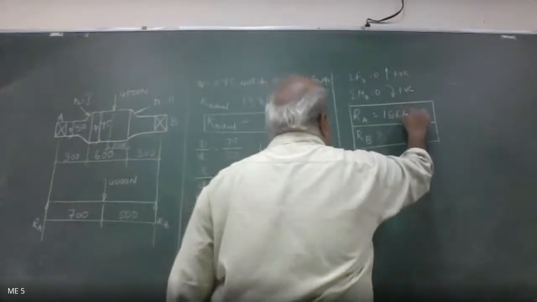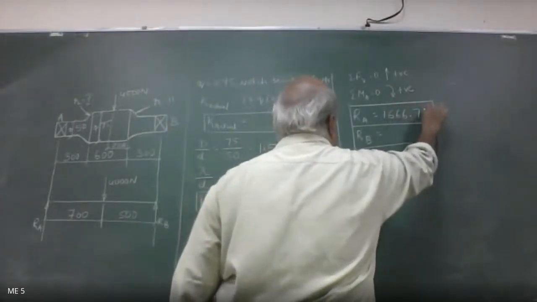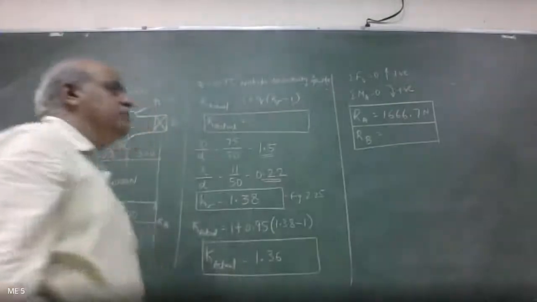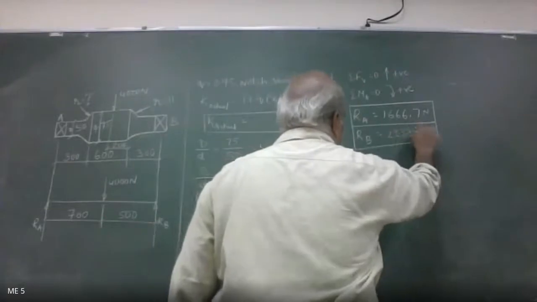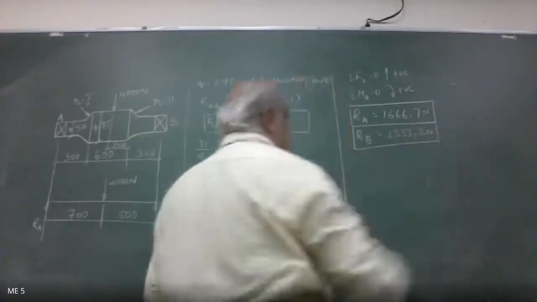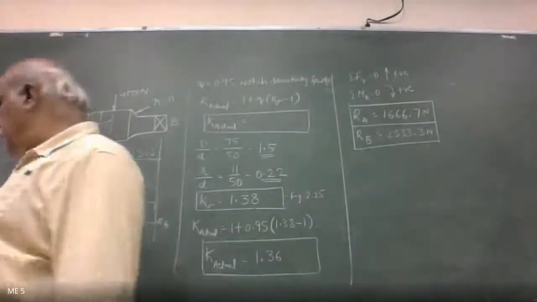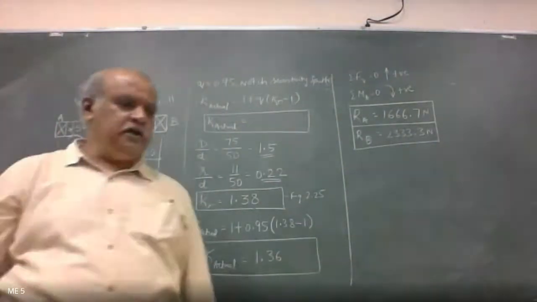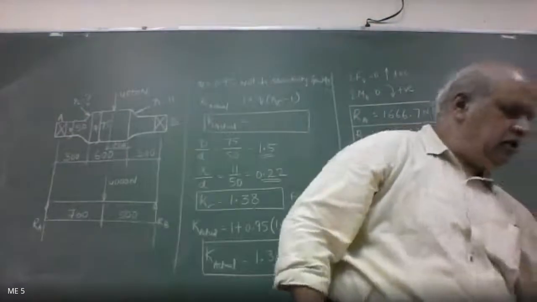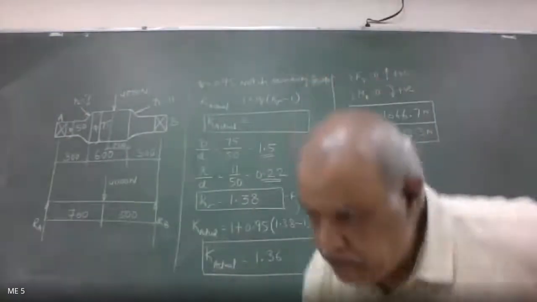RA is 1666.67. I take it as 1666.67 Newton. RB is 2333.3. Yeah. Others, please find out and get the value of RA and RB. In the next class, we will complete that problem.